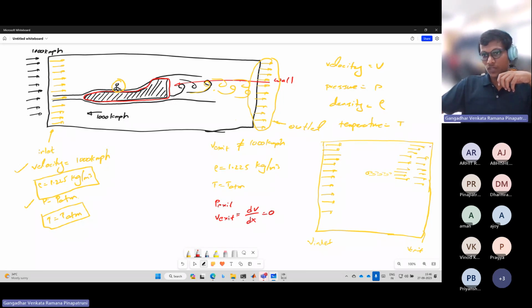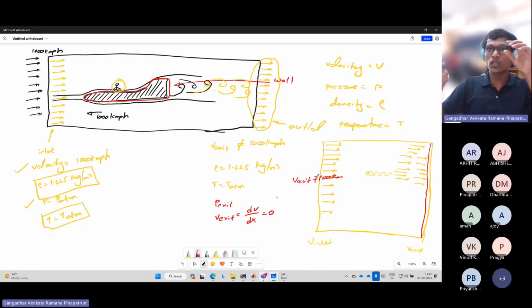That means the change in velocity along this boundary is 0. There won't be any change in velocity along this boundary. They are not mentioning that V exit equals 1000. They are mentioning that the change in velocity at the exit should be equal to 0. That is the case in the atmosphere.